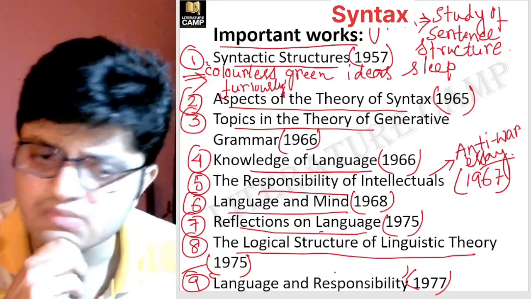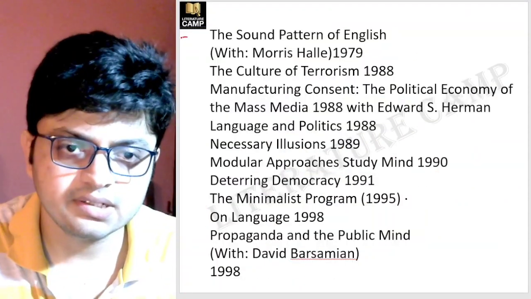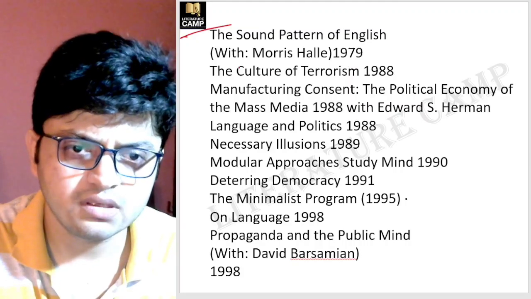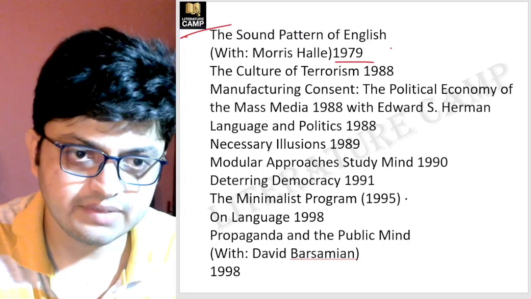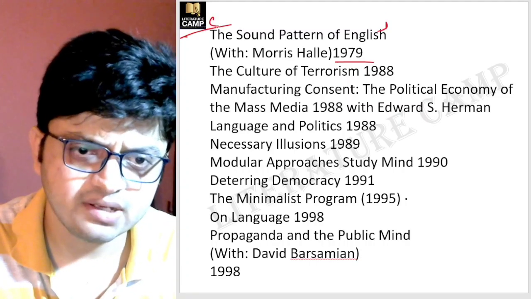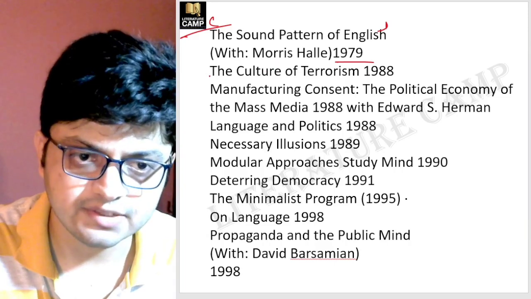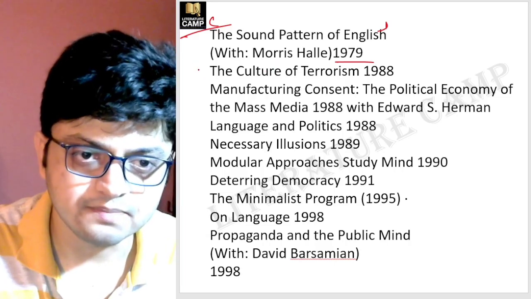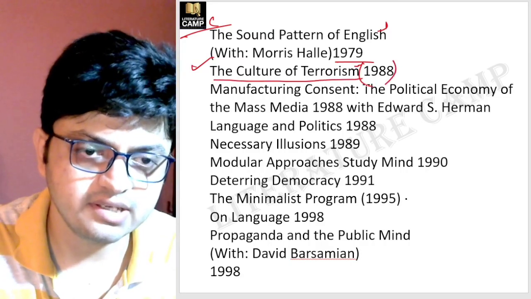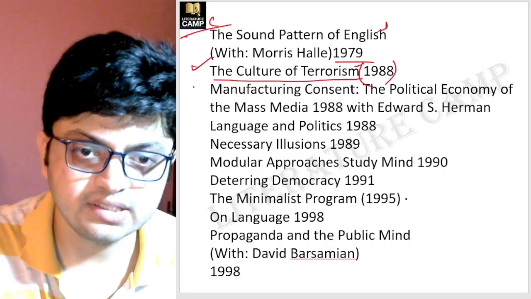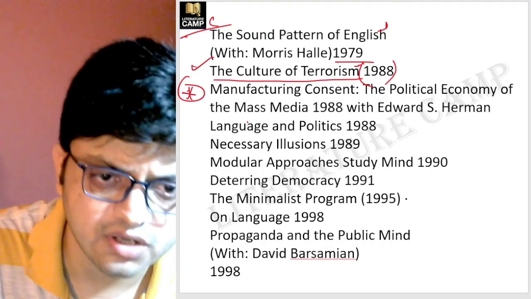So I hope you have written down all the important works. Next we will see The Sound Pattern of English, with Morris Halle, published in 1979. Just remember the name of the work, written with Morris Halle. All right. Then Culture, Terrorism, The Culture of Terrorism. This is important, published in 1988. Then this work is again a very significant work.